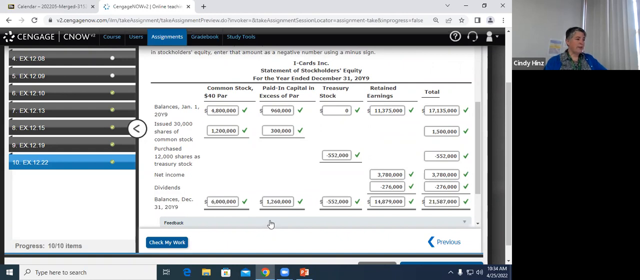Any questions about the statement of stockholders' equity? So it really just shows what happened over the period of time. So just like the income statement, the third line of the heading shows the range of dates. We're showing what happened during the year from January 1st to December 31st.